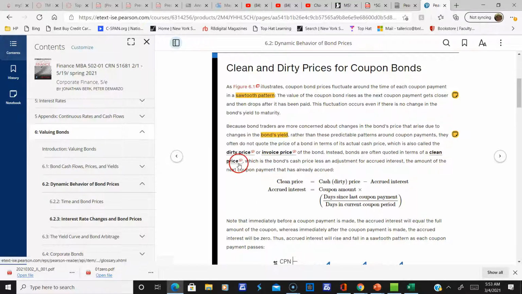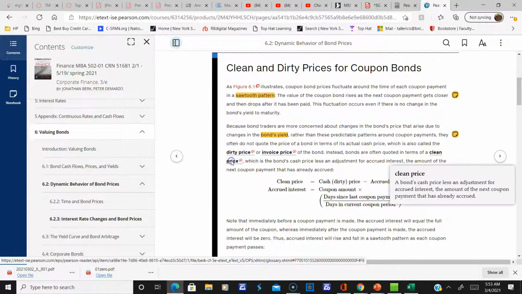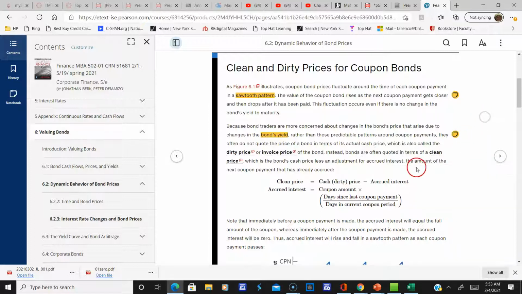Now, what's the definition of a clean price? Which is the bond's cash price less an adjustment for accrued interest, the amount of the next coupon payment that has already accrued. Remember now, as time is going on, the interest is accruing for the next coupon payment, and that's called the clean price. A bond's cash price less an adjustment for accrued interest, the amount of the next coupon that's already accruing. So that's accruing over time. So that's the cash price less an adjustment for an accrued interest.